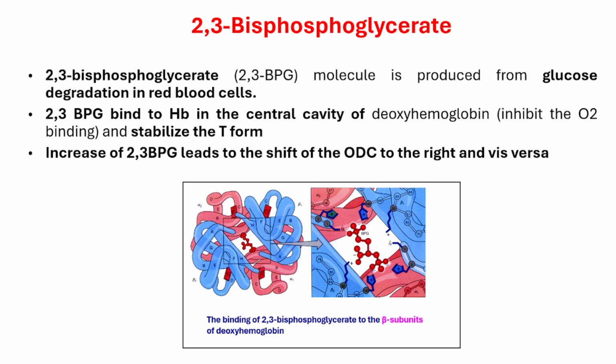So what kind of hemoglobin will be promoted here? T or R? It's a T, because the oxygen will not bind. So I'm going to promote the T form. The deoxygenated form will be promoted. So am I going to have a shift to the right or to the left? To the right. Excellent.